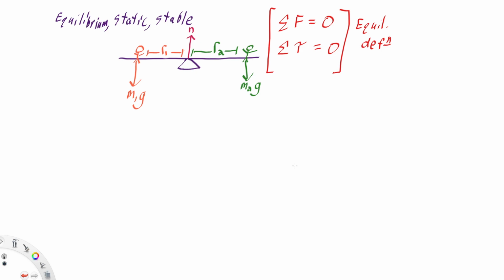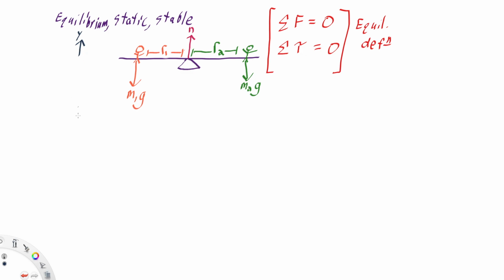Okay, so let's start by summing up our forces. The seesaw is not crashing into the ground, nor is it flying off into the sky. And so, I almost skipped a step. Up will be the positive y direction for forces.